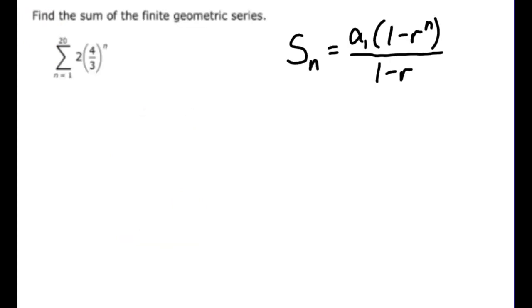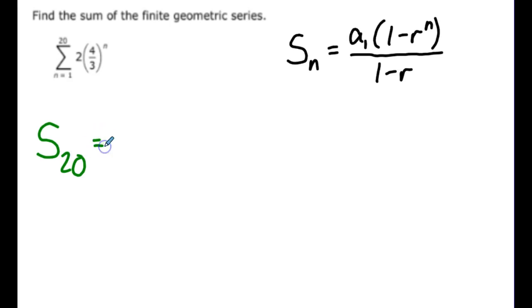One more example, we want to find the sum of this finite geometric series. We have n equals 1 to 20. Remember that this first number, that is going to be our initial value, a sub 1. 4/3 is going to be our common ratio. All right, so now we want to fill in what we know about the information needed for this formula. S sub n, how many terms do we have in this series? We're starting with 1 and ending with 20, so this is actually going to be S sub 20 this time. It's a lot easier when we're not starting n at 0.